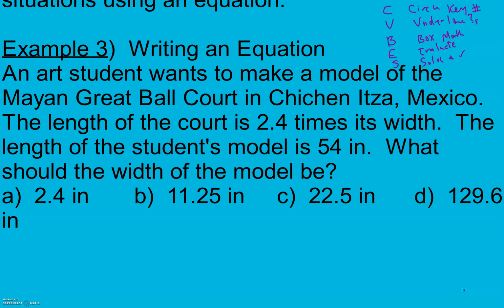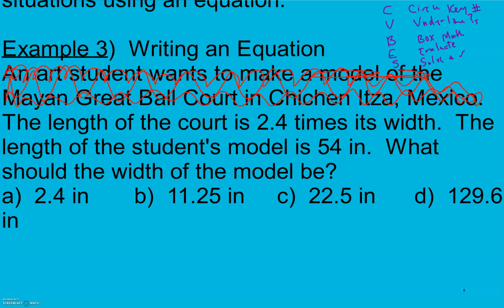An art student wants to make a model of the Mayan Great Ball Court in Chichen Itza, Mexico. Do we have any key numbers? No. There's no questions we need to underline, and there's no math action words to box. So this is just kind of setting up our scenario. We don't really need it. Nothing there is super important for us to solve this problem. So I'm just going to scribble through it, pretend like it's not there. It gives a lot of backstory, lets us know what we're doing. We're making a model of the Great Ball Court, but that's not helpful for us to actually solve this.